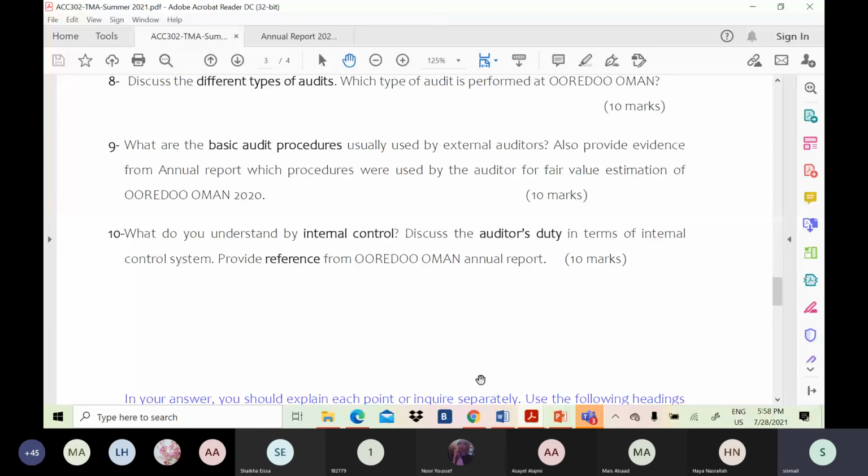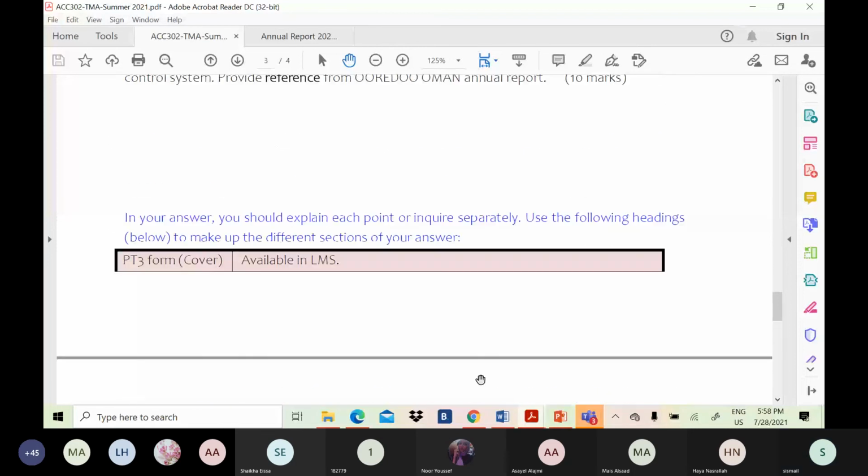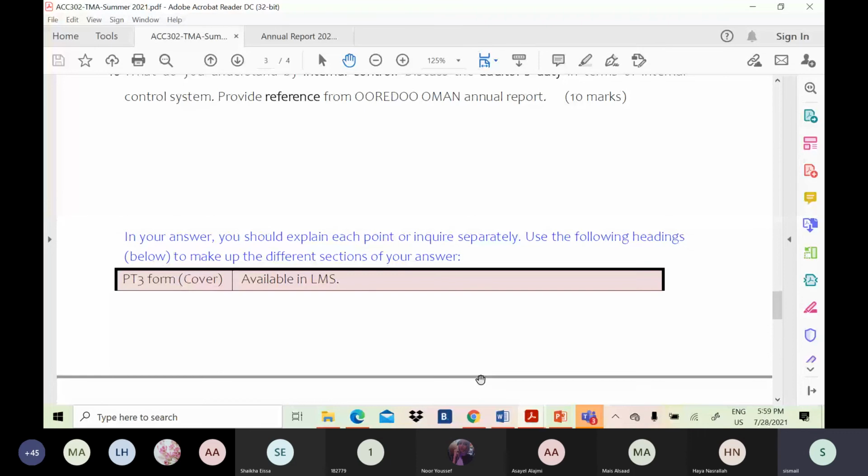That's it. Can you see here what he said at the end? He said in your answer, you should explain each point or inquiry separately. Can you see? This is an important point. When I answer, I make each question separate. You can make each question on a separate page. And do you remember when I said try to divide your answer inside each question into separate parts, separate points, to make it simple for me, okay?